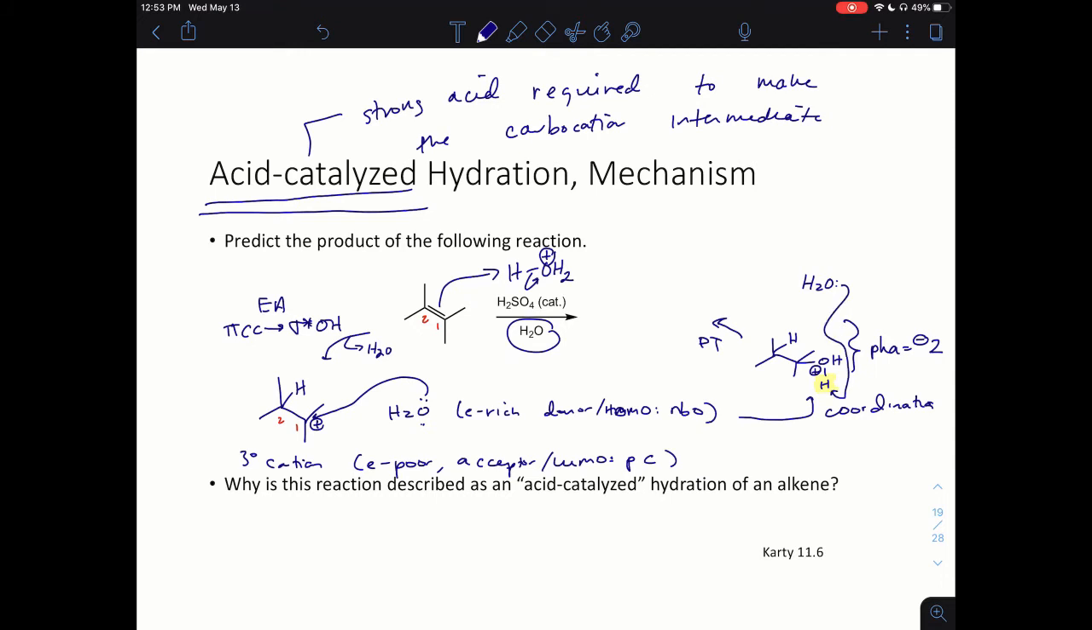Do not use the conjugate base of sulfate or sulfuric acid. It is not basic. It is not basic. So use water. Water is basic when you need it to be. When it's reacting with the strong acid, it is a weak base. All right, here we go. So we get this alcohol product.